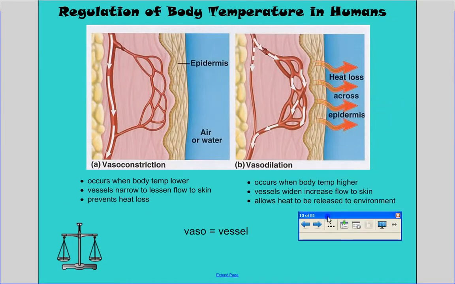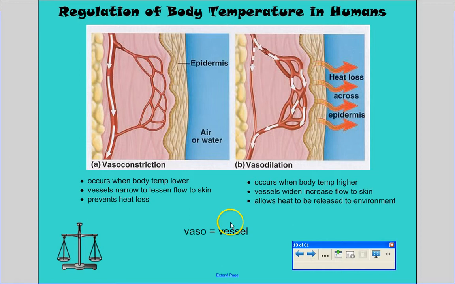This is just showing a comparison of vasoconstriction and vasodilation. And it's not always just related to heat, controlling body temperature. Sometimes your blood vessels will constrict or dilate in order to regulate blood pressure or other things that are going on in your body. So vaso refers to vessel, and constriction means to narrow in or make smaller.